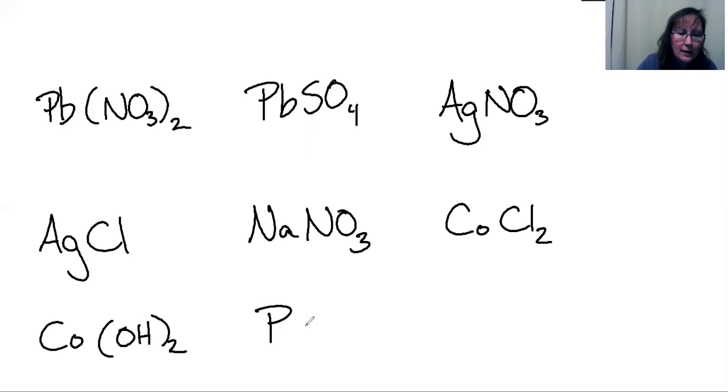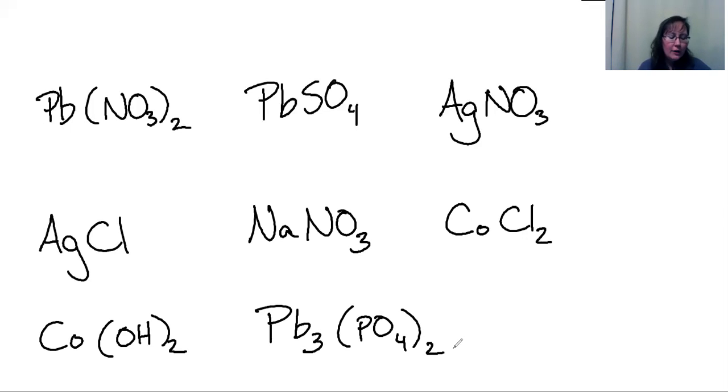And last but not least, Pb3(PO4)2. Okay, so again, I want you to have all of your information from the slides about solubility now, and let's take a look at what that means. First of all, what we need to do is separate things. So Pb(NO3)2, this 2 here, means that we have lead 2 and nitrate.